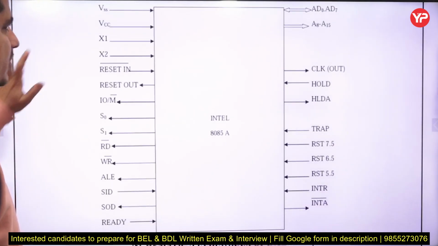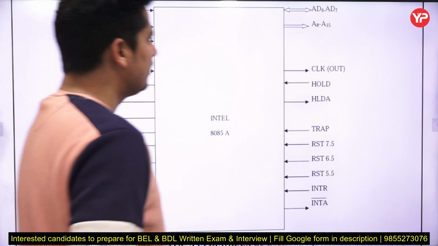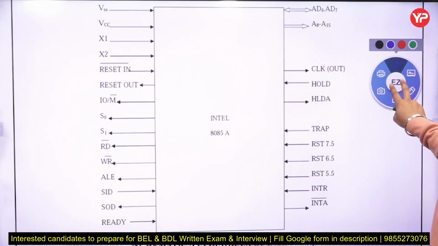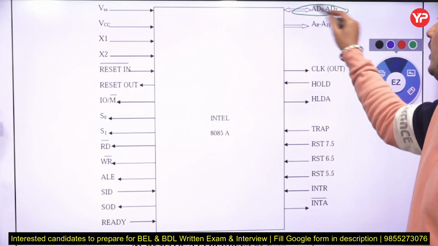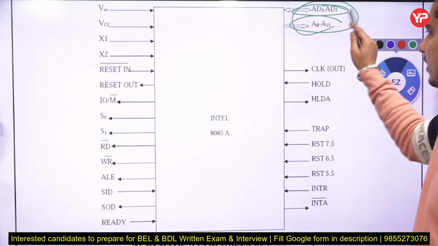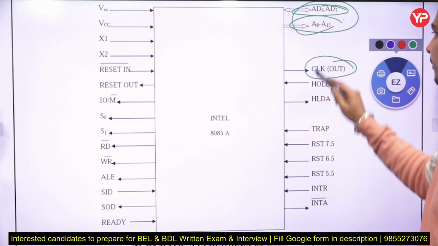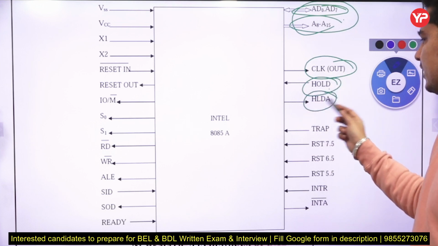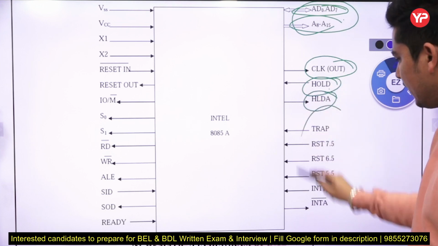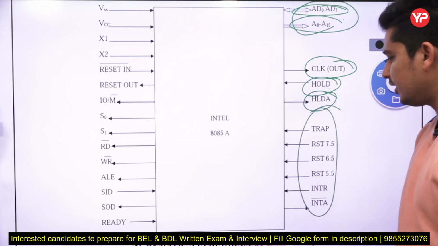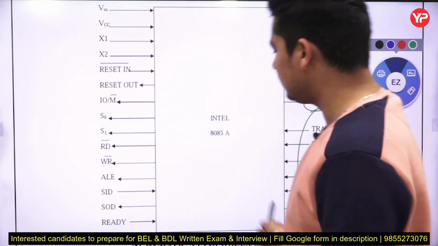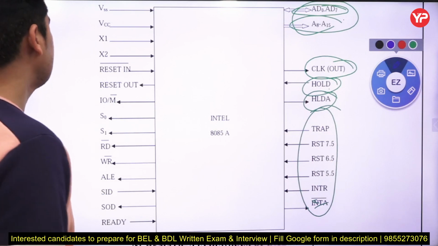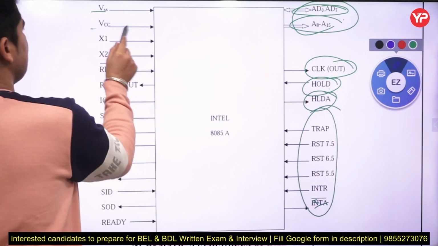This is the symmetric pin diagram of 8085. We already discussed this. You can see here, these are the address lines, these are the data lines, and combined they become the address lines. This is the clock, this is the hold signal. The hold and HLDA we are going to discuss. These are the TRAP, these are the interrupts, right? The interrupt acknowledgement signal we are going to discuss when we discuss the interrupts in 8085. This is the VSS and VCC.